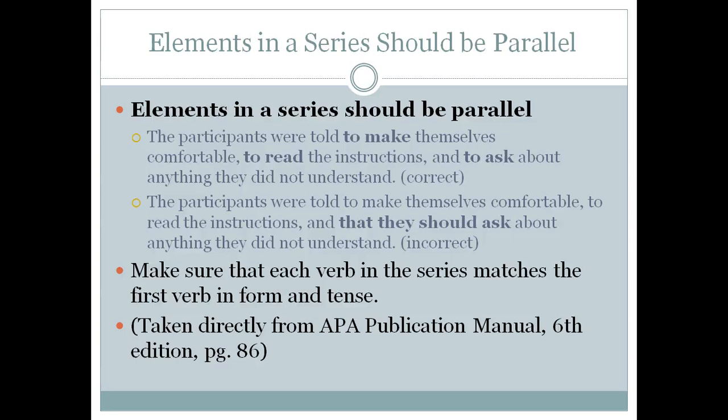Elements in a series should be parallel. This just means that, for flow purposes, you want to make sure that everything goes nice and smoothly. You want to make sure that everything agrees, so you want to make sure your verbs agree. For example, the participants were told to make themselves comfortable, to read the instructions, and to ask about anything they did not understand. That's a correct sentence.